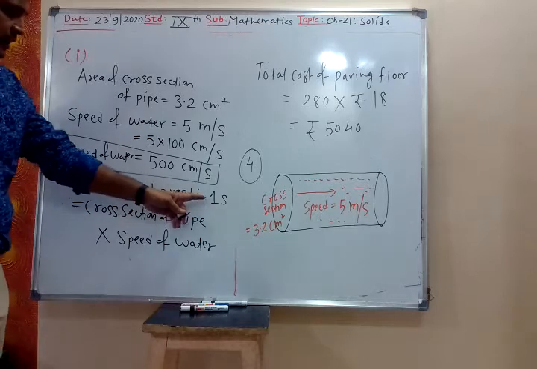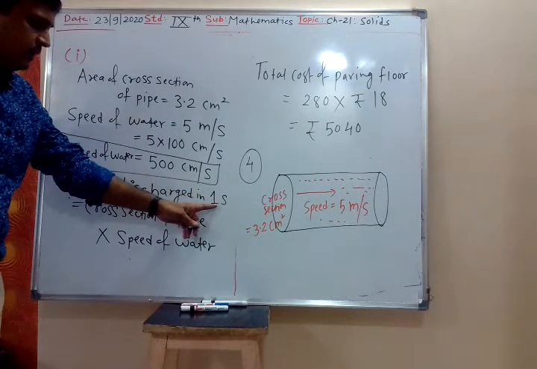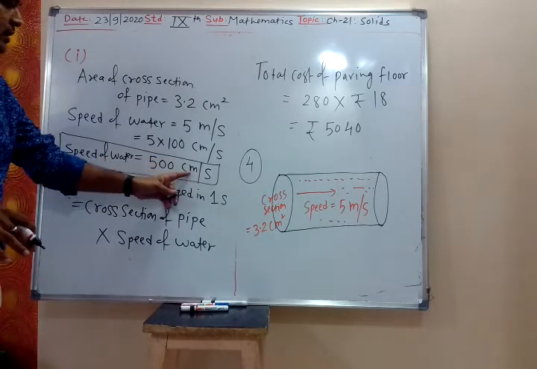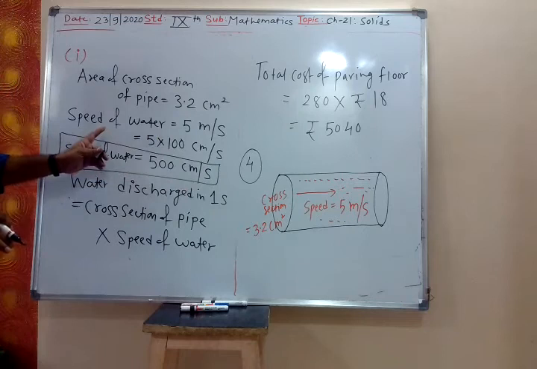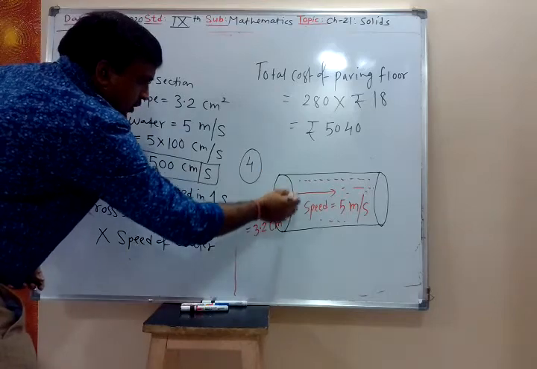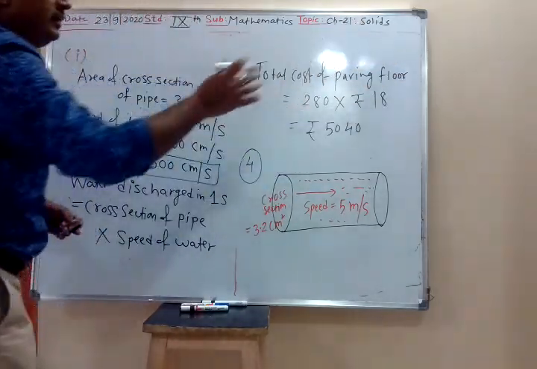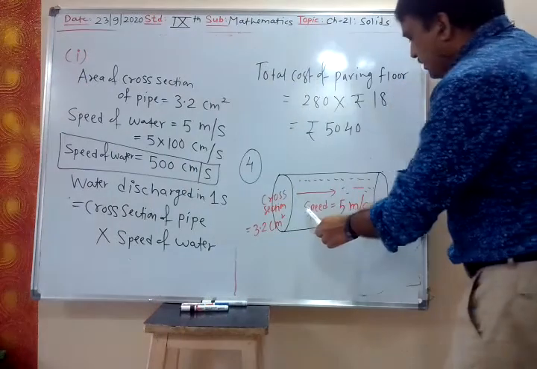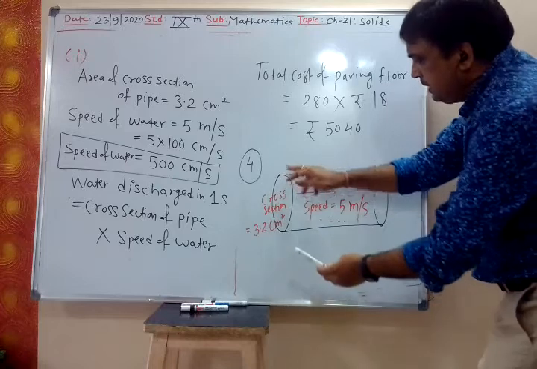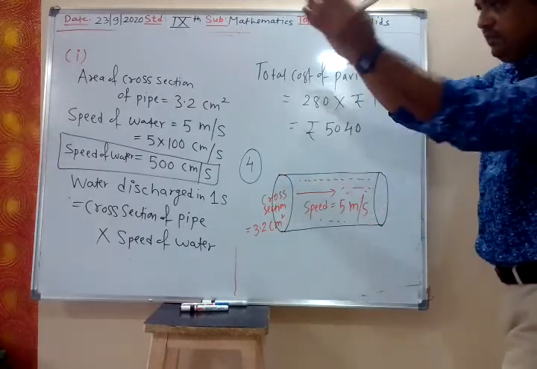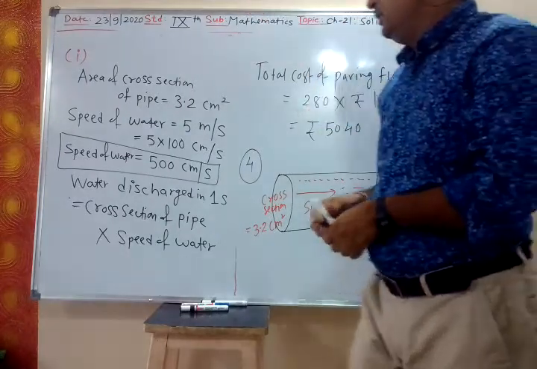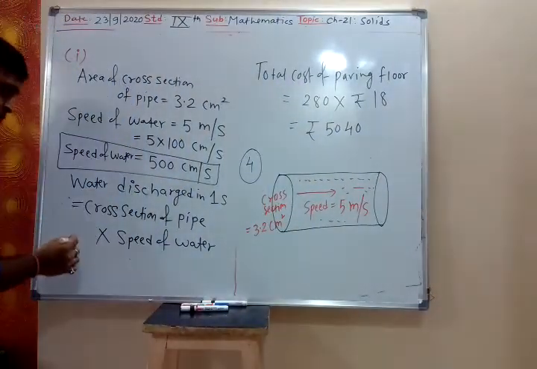And see here, water discharge in 1 second. All my units are in second. Speed of the water is centimeter per second. So this water discharge in 1 second will be the cross section multiplied by the speed of the water per second. Whatever is the cross section, that much flow of water will be there in that pipe. So what is the cross section of the pipe?